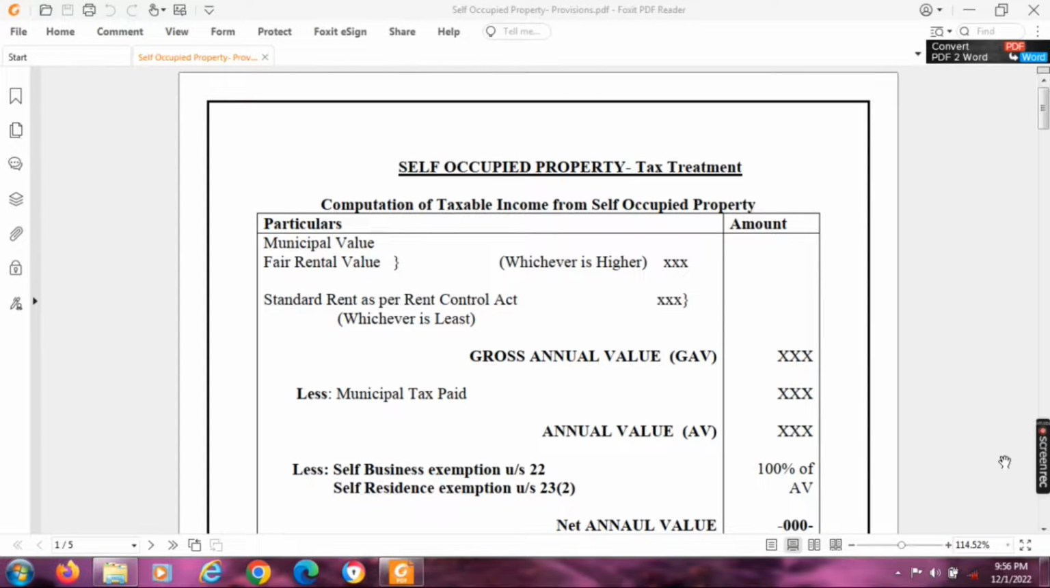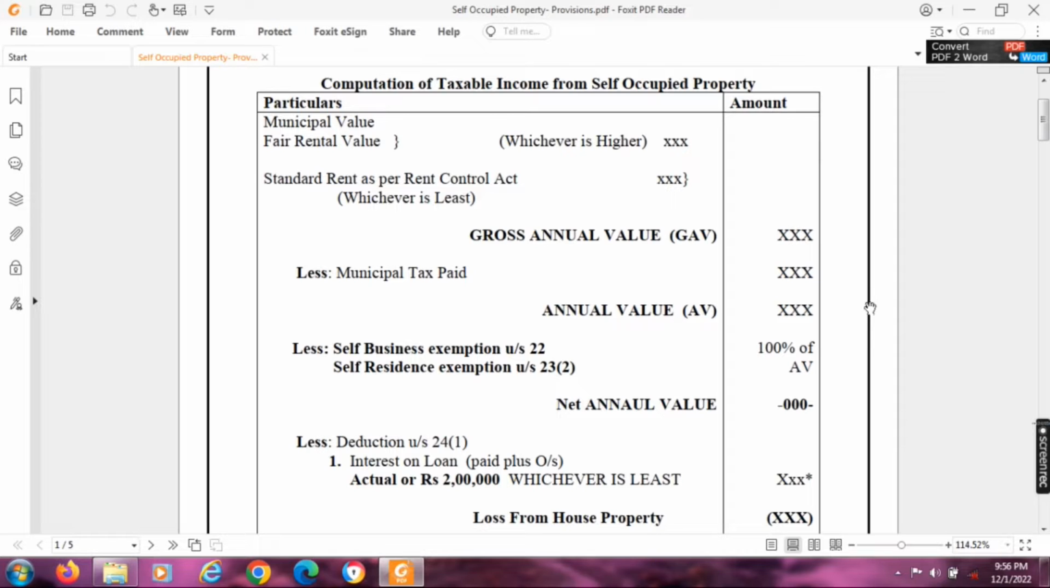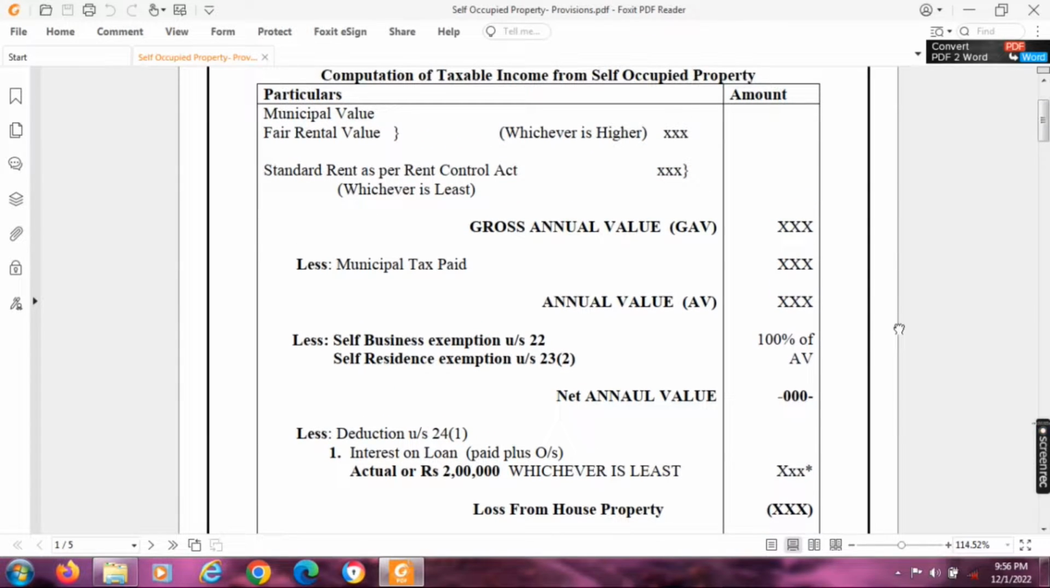Less municipal tax, because this is self-occupied. There is no question of any rent, annual rent. So straight away we come to the gross annual value. No expected rental value, no real rent, no annual rental value. Straight away we can come to the gross annual value. Less municipal tax paid, only that we have to consider here. So the balance value is called annual value.